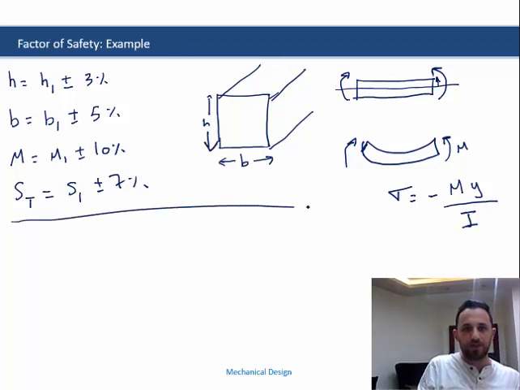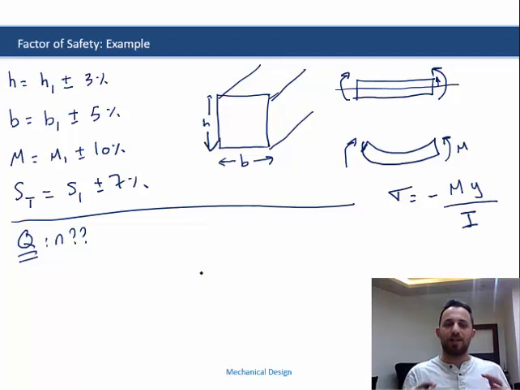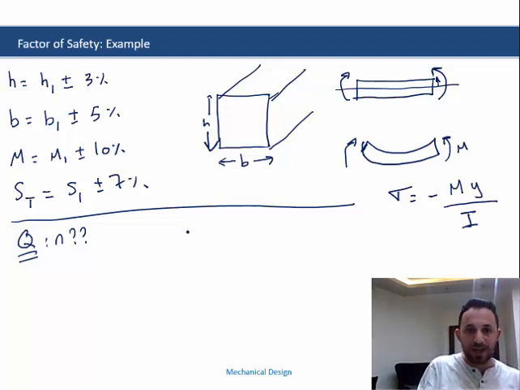So the question is, what is the factor of safety? Of course, in order to have a safe component, the applied stress over the shaft must be less than the strength of the material. So this should be known to us. The maximum stress induced inside the component due to this bending moment must be less than the strength. And if there is some variability in the strength, we will be taking the minimum strength to be on the safe side.